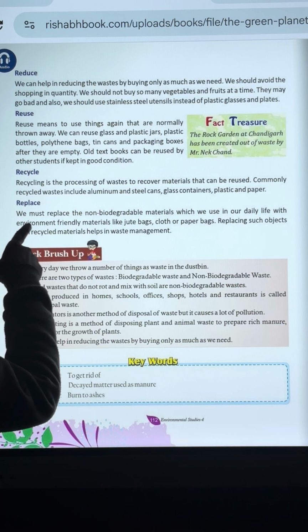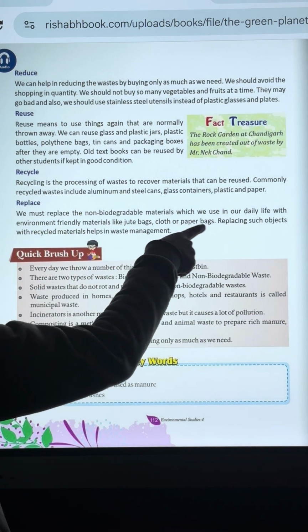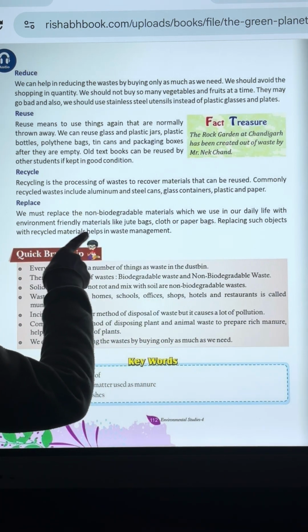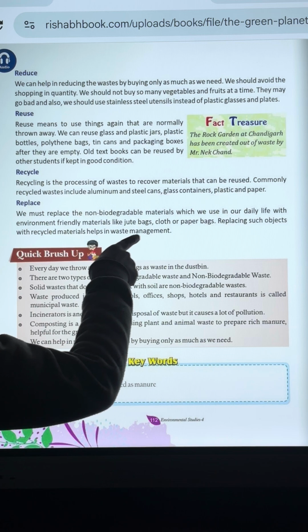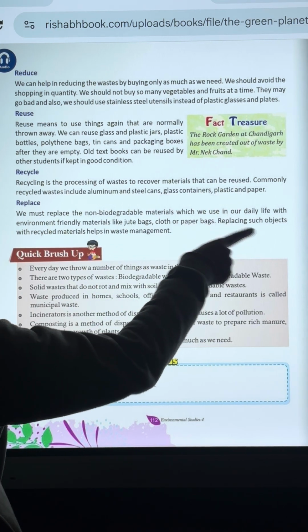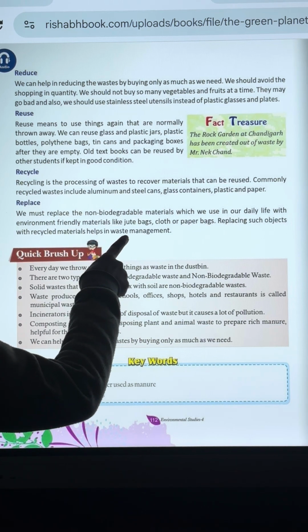Replace. We must replace the non-biodegradable materials which we use in our daily life with environment-friendly materials like jute bags, cloth, or paper bags. Replacing such objects with recycled materials helps in waste management.